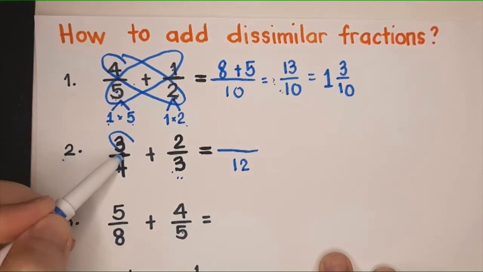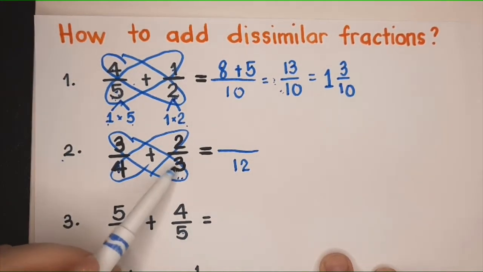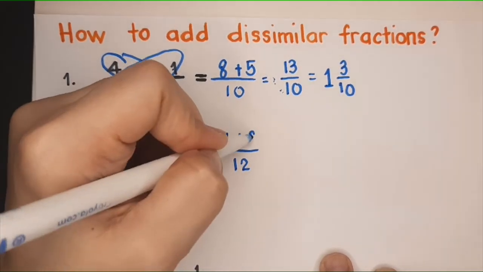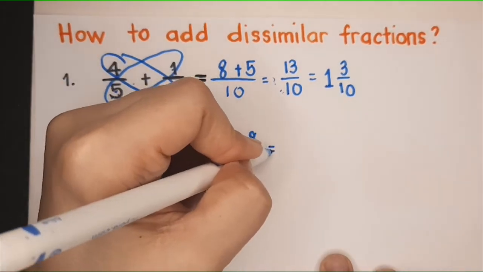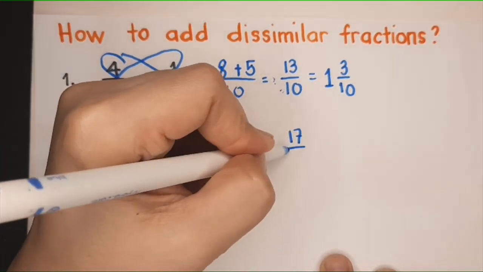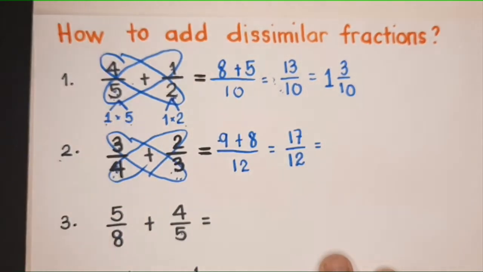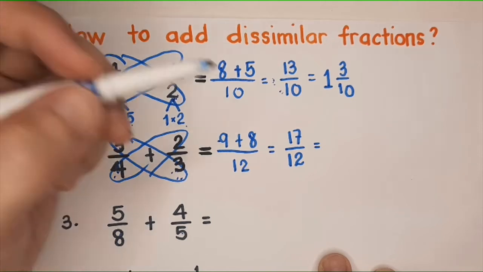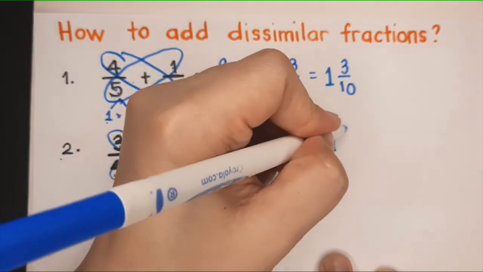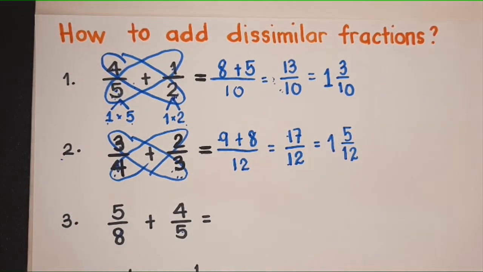Okay? And then, you draw again like this. Okay? So, you do like 3 times 3, you get 9. Plus 4 times 2, you get 8. And then, you simply add. 9 plus 8, you will get 17. And then you just copy the denominator, right? And then convert this to its mixed form. Okay, mixed number form. 17 divided by 12, you get 1. And what is the remainder? It's 5 over 12.